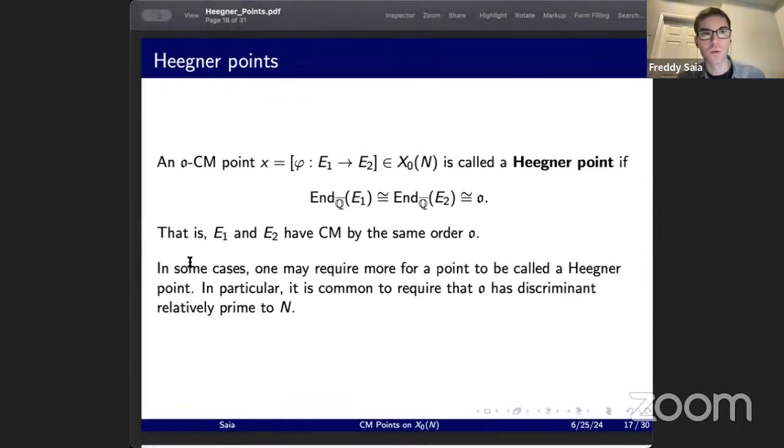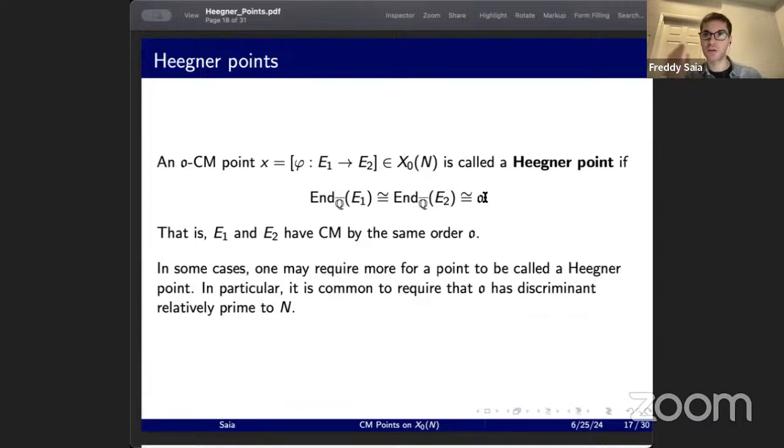All right, so with that said, we're going to care about Heegner points in this talk. So what is a Heegner point? Well, it's a special type of CM point. It's a CM point induced by an isogeny. We're thinking about CM points on X_0(N) between two elliptic curves E1 and E2. This is a Heegner point if E1 and E2 have CM by the same order, so if the geometric endomorphism rings of E1 and E2 are isomorphic. So in this case, this is a CM point by the CM order O, but it's one of a special type. And this is what I'm calling a Heegner point.